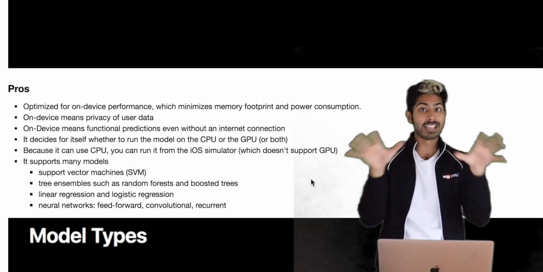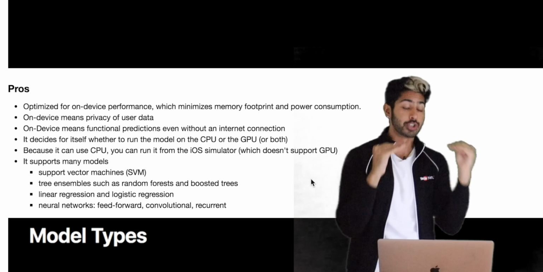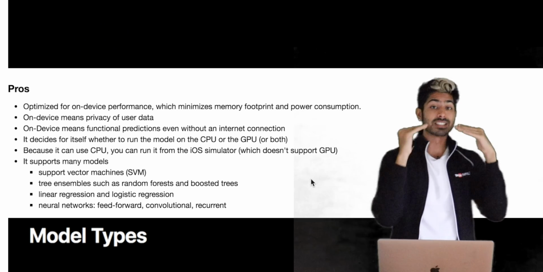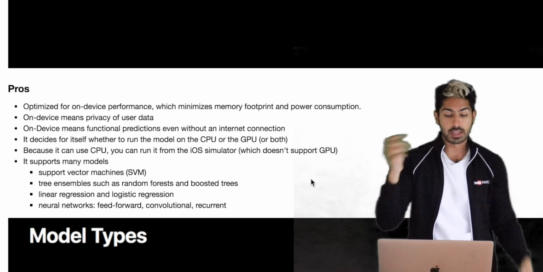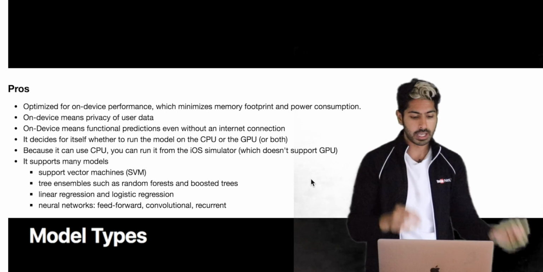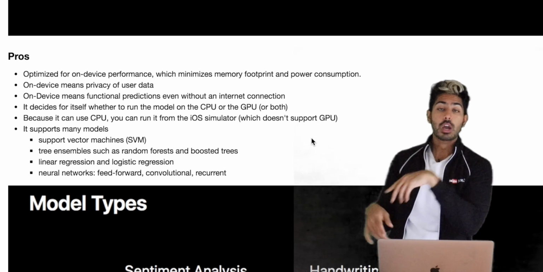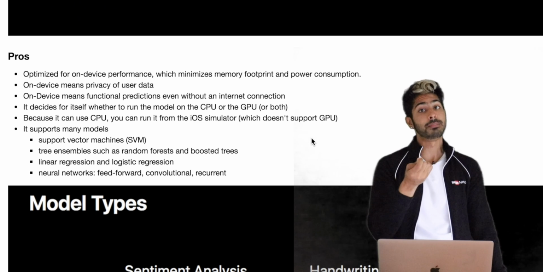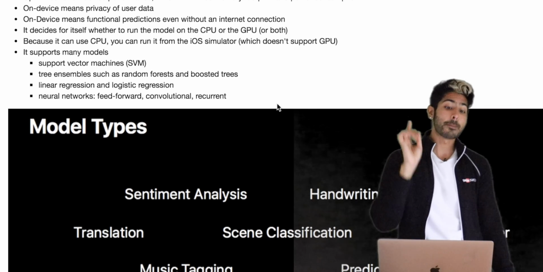And it decides itself, remember, it's a layer of abstraction on top of the previous two machine learning libraries. It decides itself whether to run on the CPU or the GPU or both. So it self-optimizes what it's running on. And because it can run on the CPU, you can run it on the simulator, which you can't if it were to just run on the GPU, because the simulator doesn't support the GPU yet. And it supports many model types.